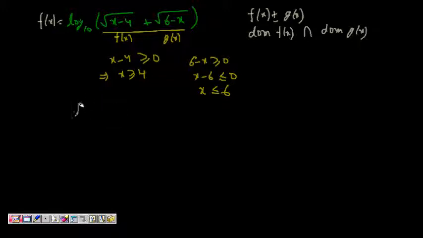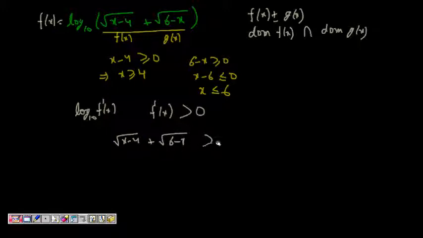Next, we also have a log of f1 of x to the base 10. This is defined only when f1 of x is greater than 0. So now this whole expression should be greater than 0, isn't it? The square root of a positive number is also positive, and the square root of this is also positive. So we know that the whole thing, root under x minus 4 plus root under 6 minus x, will always be greater than 0.